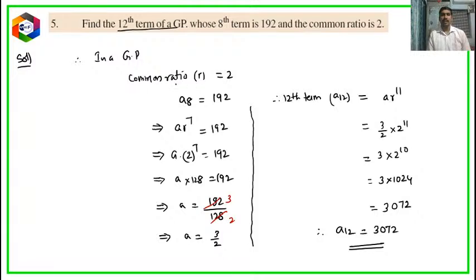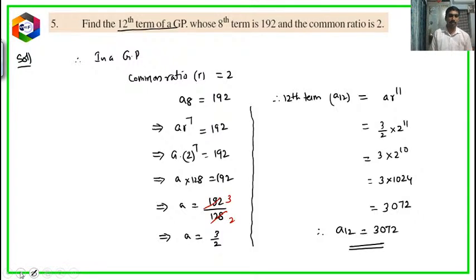So here also, once again: in a GP, the common ratio R is given, and A8 is given. The A8 value is A R power 7. So I substituted R here as 2 power 7. 2 power 7 is 128. Upon transposing and cancelling, the A value will be equal to 3 by 2. Now the 12th term is equal to A R power 11. So 3 by 2 into 2 power 11. One 2 will get cancelled, giving 2 power 10, which is equal to 3072. Yes, well done, very good.